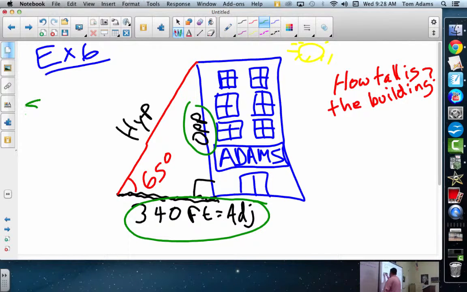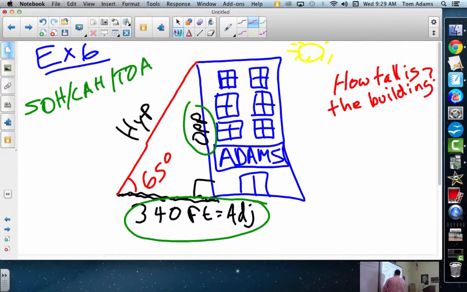So, in my mind, I'm going to think SOHCAHTOA. Which one of the trig functions has the adjacent and the opposite? Tangent, right? And if you didn't think of it right away, you could just write down on your paper SOHCAHTOA. Sine is opposite over hypotenuse. Nope. Won't work. Cosine is the adjacent over hypotenuse. Nope. And so we get tangent.